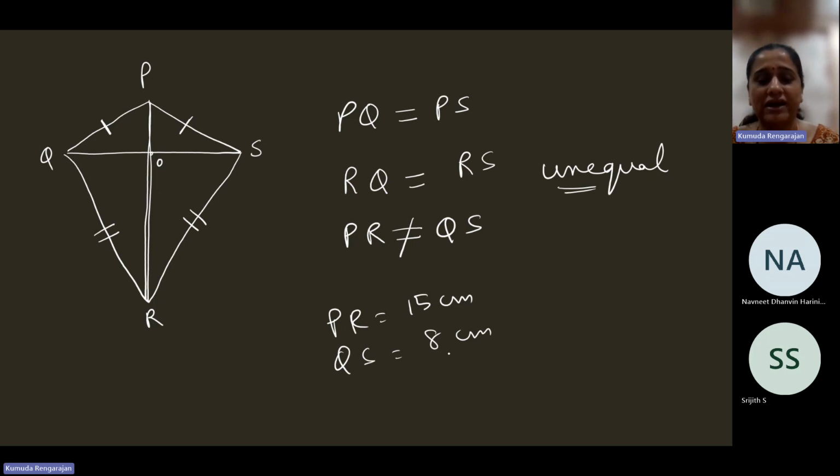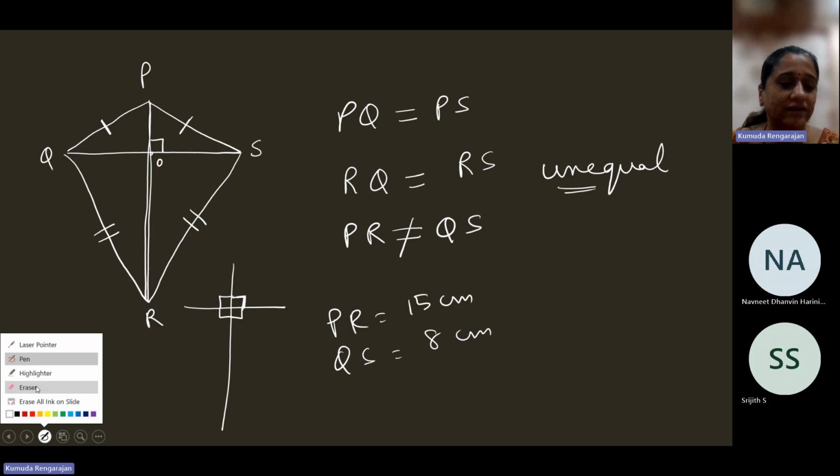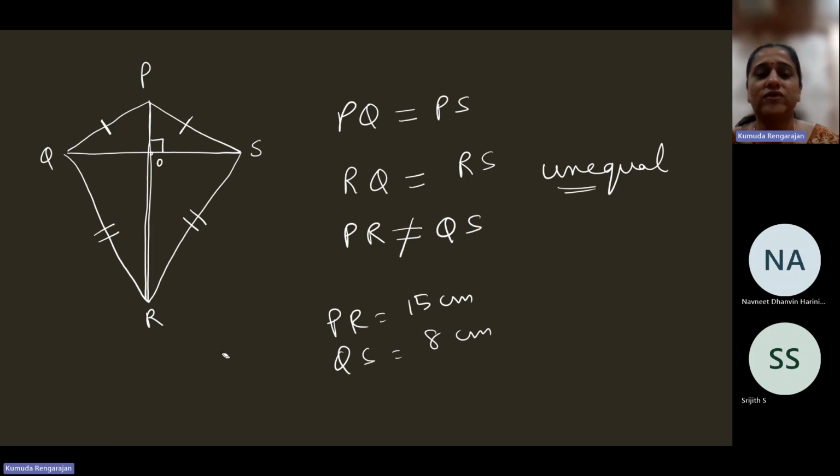The diagonals of a kite are perpendicular to each other. That means they meet at right angles. See here. Perpendicular to each other meaning they make right angles. Where they meet, see, this is one diagonal, this is the other diagonal. They make 90 degrees. If this is 90, then this is 90, this is 90, everywhere it's 90 only. So that's the other property of a kite.